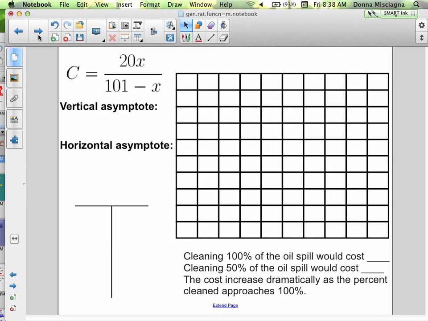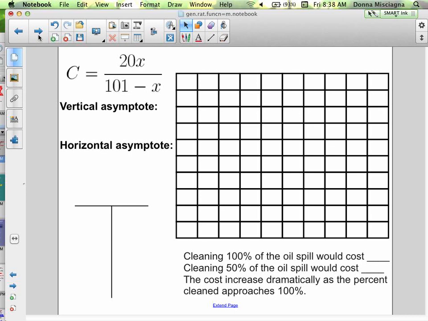All right, so let's find our vertical and horizontal asymptotes, and then we'll fill in some values. We'll put a scale on this graph and put in some values. Notice I don't have a coordinate plane. I have actually just one quadrant of a coordinate plane because negative money won't make sense here and negative percent doesn't make any sense. All right, so just positive values.